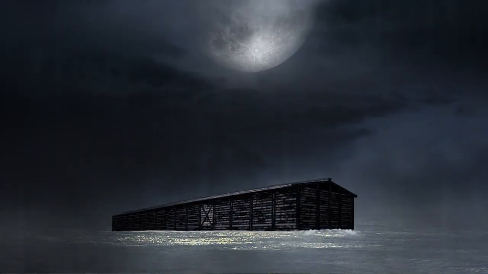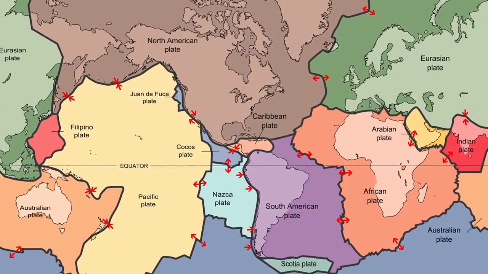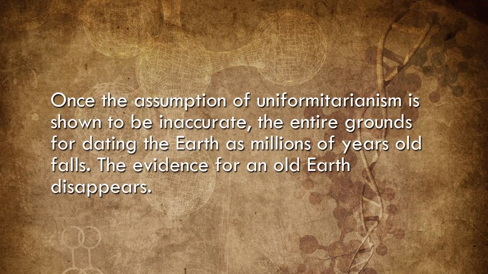Natural catastrophes seriously affect all dating assumptions. Catastrophes like local floods and the global flood of Noah's day, volcanic eruptions, plate tectonics and their effects, especially tectonics possibly caused by God himself on day 3 of the creation week. Who knows what God might have done pre- and post-flood that could have affected the earth's decaying processes? Certainly nobody living today. Actually, once the assumption of uniformitarianism is shown to be inaccurate, the entire grounds for dating the earth as millions of years old falls along with it. The evidence for an old earth simply disappears.